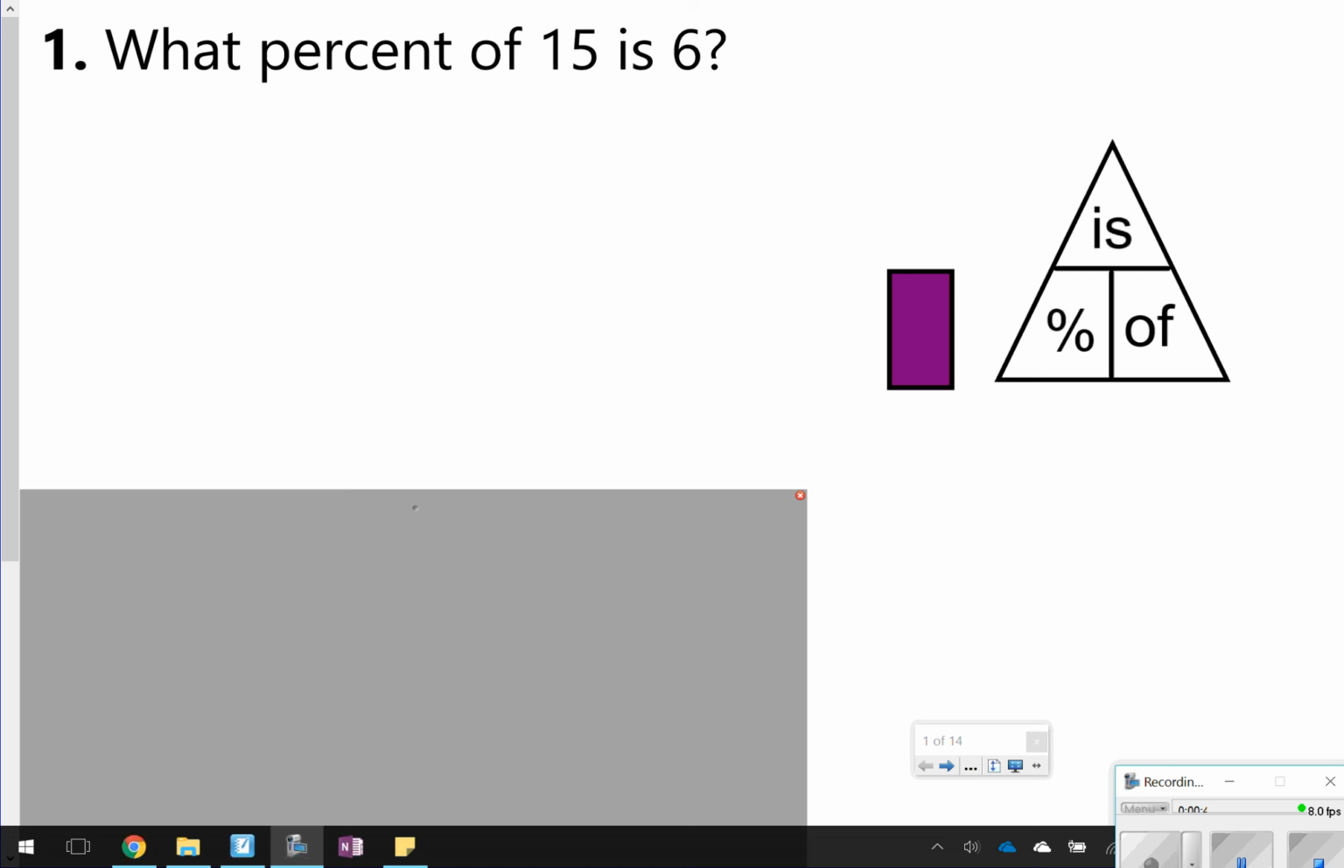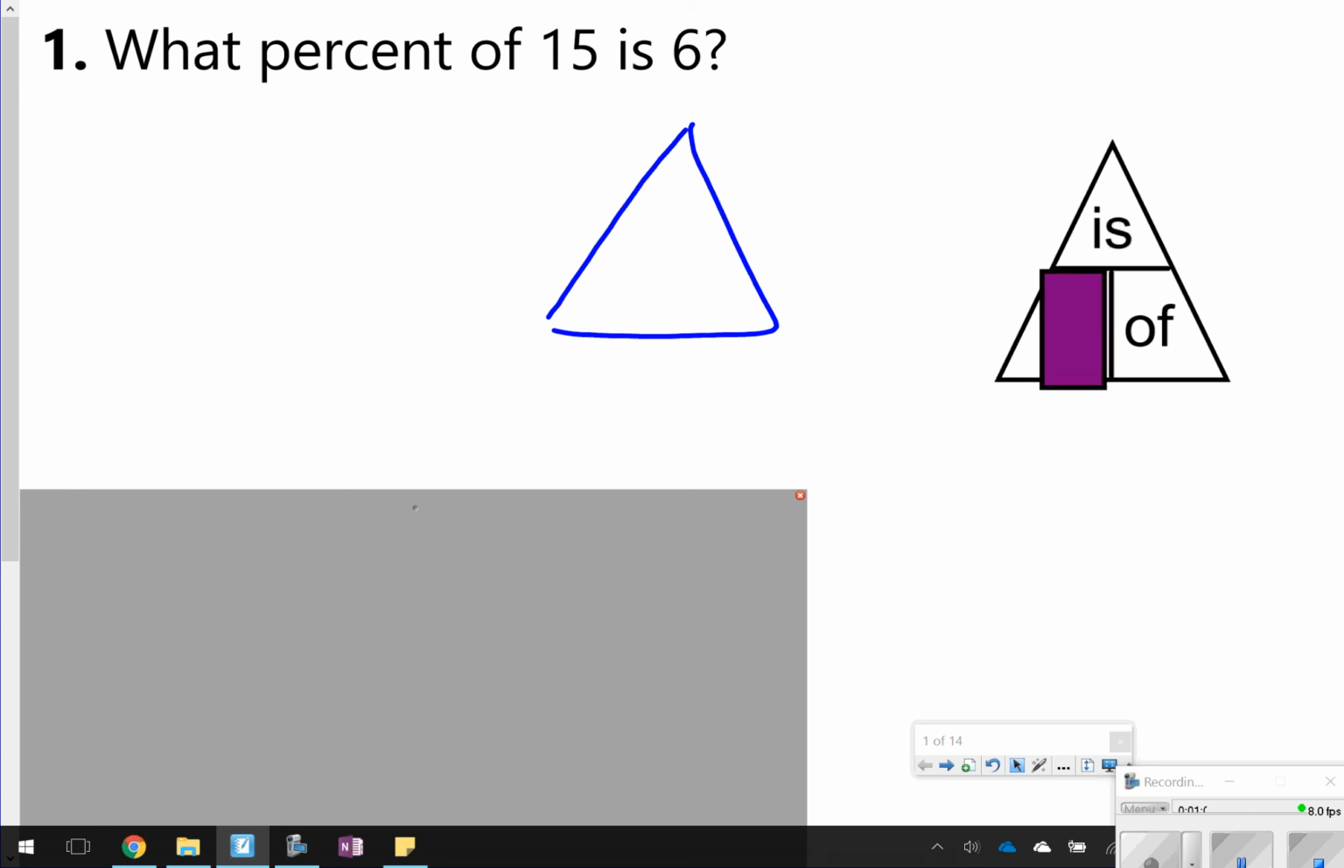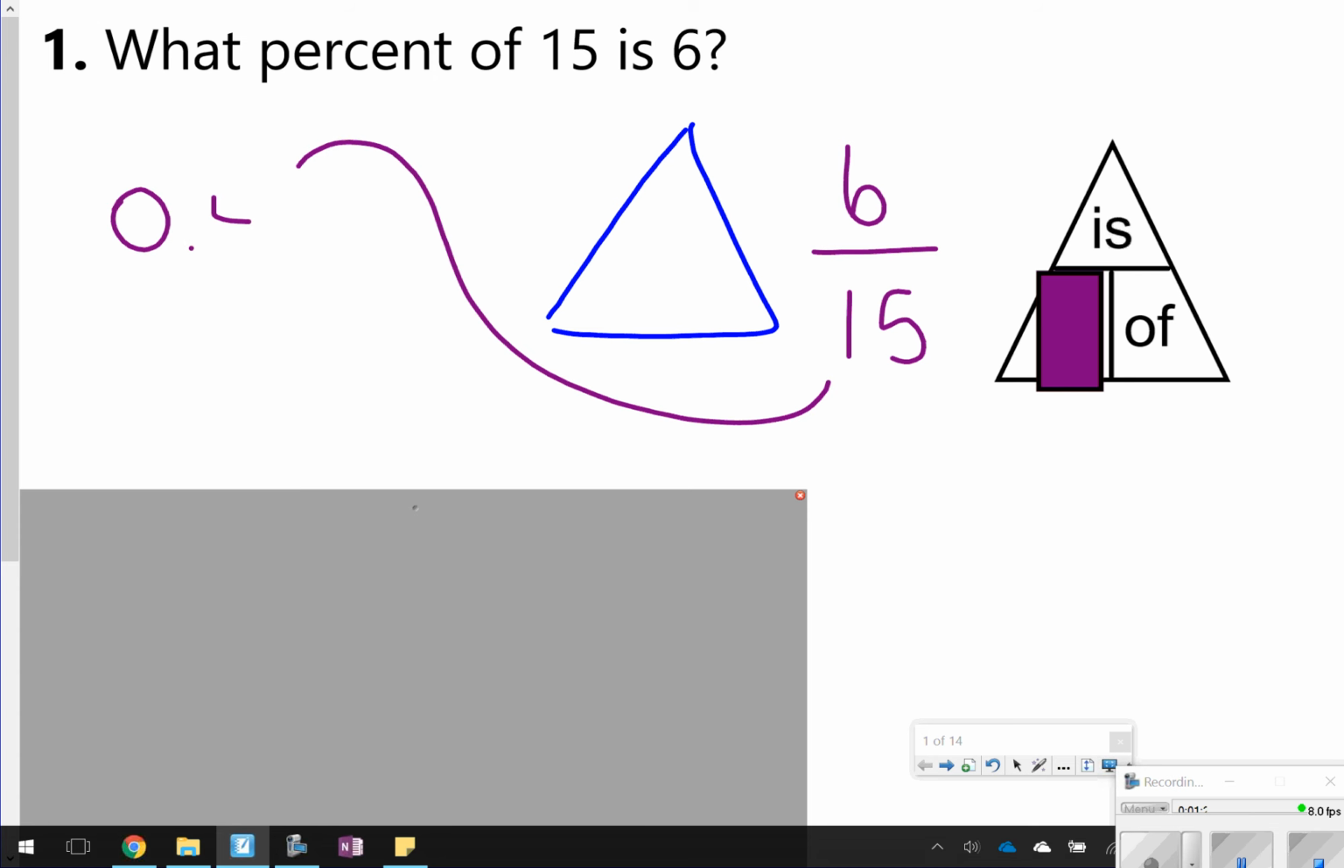Say we have the example, what percent of 15 is 6? What you would need to do is, if you just draw your triangle again, or not even draw it again, you can simply figure out, I know of is 15, and 6 is, so I'm looking for the percent. That's what I don't have. Notice if I cover up the percent portion, is over of, which means I would take is and put it over of, 6 over 15. That means I would be dividing 6 divided by 15. When I do that, I get 0.4, which translates to 40%.